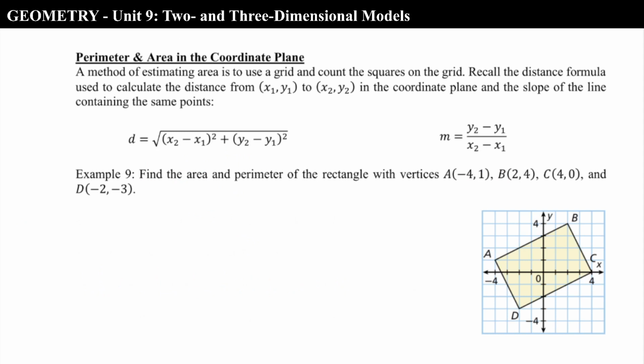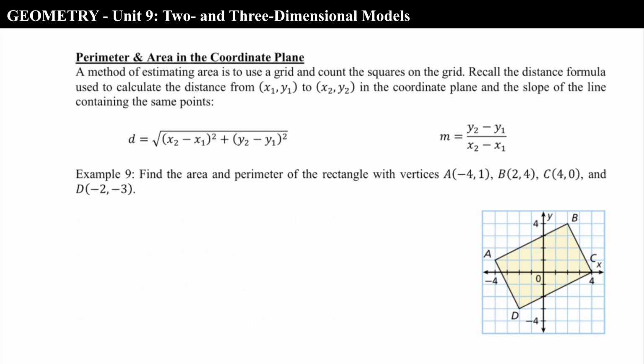All right, we're going to finish off this section by talking about perimeter and area in the coordinate plane. So a method of estimating area is to use a grid and count the squares on the grid. Recall the distance formula used to calculate distance and the slope of a line containing the same points. We're going to find the area and perimeter of the rectangle that is given here in this figure, and we have the vertices all laid out for us.